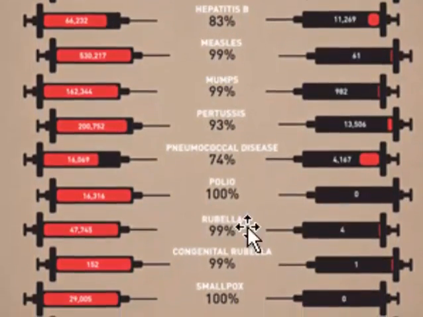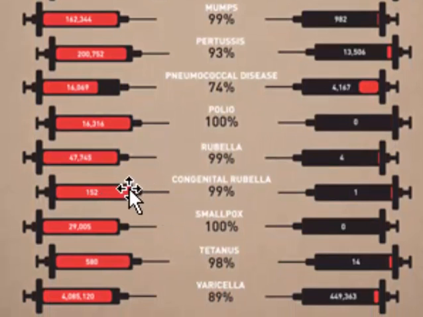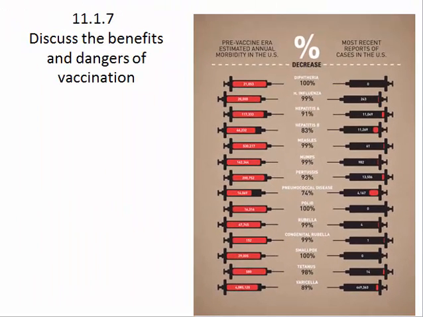So if we take a look at smallpox, the number of people that died before vaccination was 29,000 odd. And the number of people that have died since the vaccination era for smallpox, none. No one has died in the United States after we introduced vaccination. And if you look at tetanus, about 500 people died in the pre-vaccine era, and the number has decreased to 14 in the post-vaccination era. So as your book discusses on page 289, you can eliminate the disease.